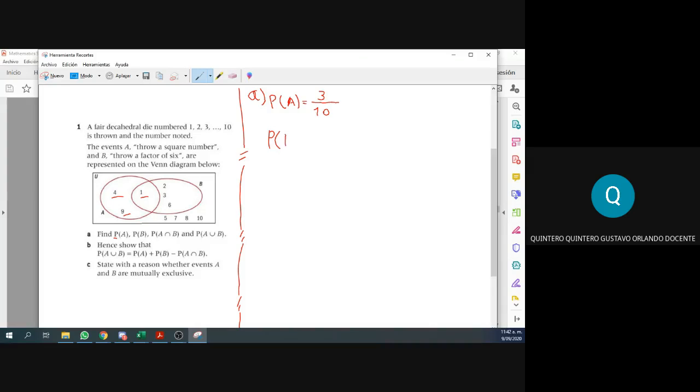Let's go with P of B. What is P of B? Well, this is the probability of the event B happening. Talking about this one here, right? The probability of the event B is, again, a success over a total. The total is the same. We have 10 possibilities, the possible numbers that we get when we throw the die. And how many of those 10 possibilities are successful for us? Well, the ones of our event.